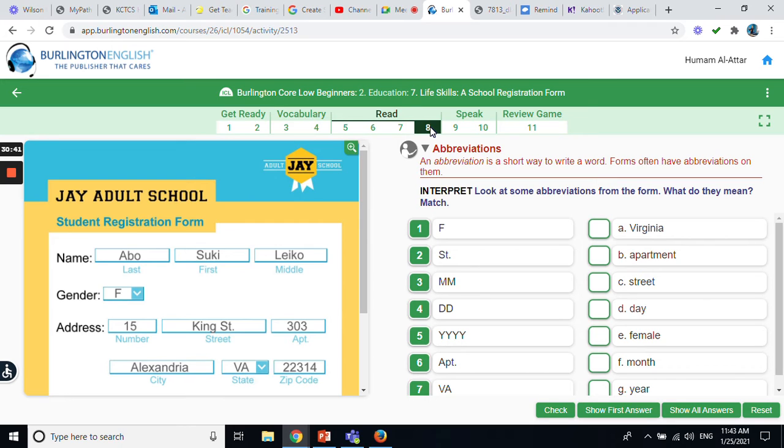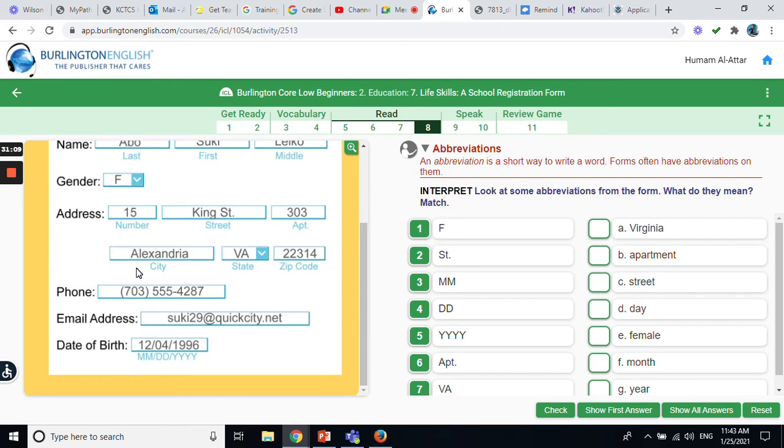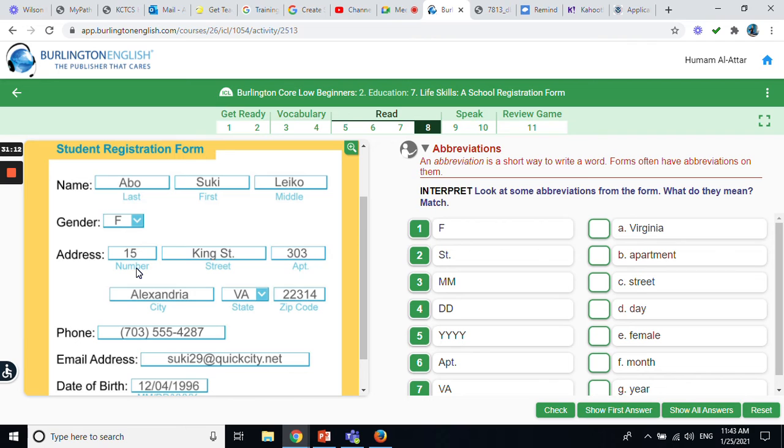Now we're going to talk about abbreviations. Okay. What is an abbreviation? An abbreviation is a short way to write a word. A short way to write a word. Forms often have abbreviations on them. So if you go maybe to the doctor's office, they will ask you to fill out a form. You will see a lot of these abbreviations.